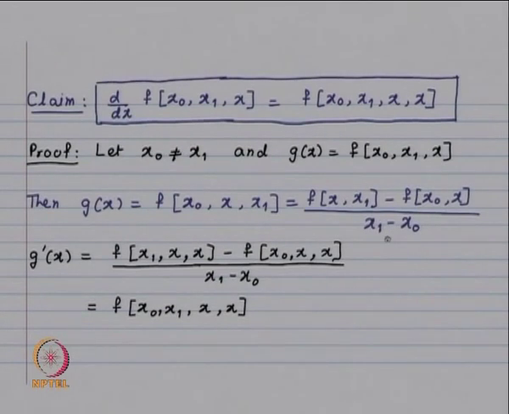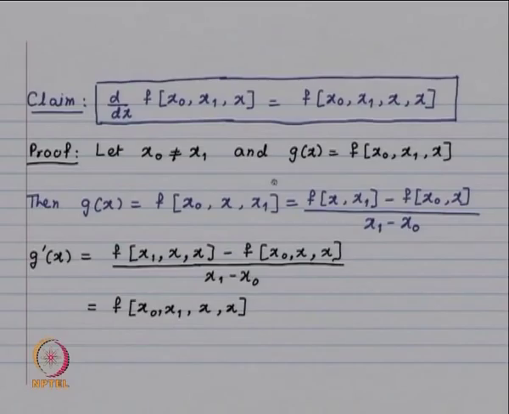And now, we want to look at the derivative of this. Denominator is constant. Derivative of f[x, x1] will be nothing but add 1 x extra. So, it is going to be f[x1, x, x] minus the derivative of the divided difference f[x0, x], that will be f[x0, x, x], and then divided by x1 minus x0. So, again by the recurrence formula, we get g'(x) to be the divided difference based on x0, x1, x, x. So, that proves our claim.